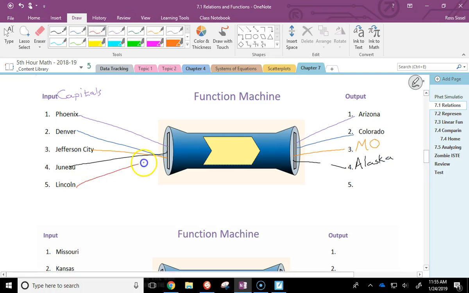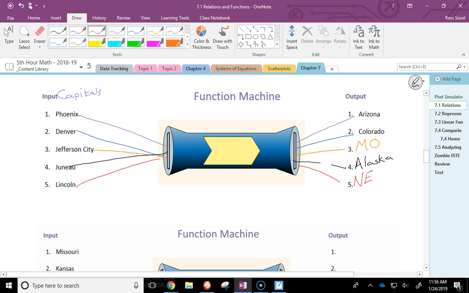Lincoln is the capital of Nebraska. I forgot Alaska is a state. So on this one, guys, if I put in the capital, can I get more than one output? No, I can only go to one.